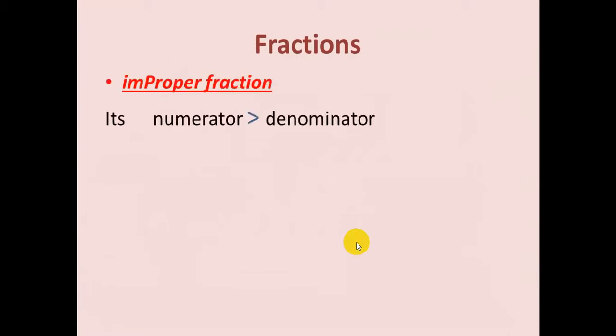Improper fraction. Its numerator is bigger than the denominator. The number on the top is bigger than the number on the bottom. It has a big head and small body, like 8 fifths or 9 sevenths or 15 eighths. It's funny to have a big head and small body. Okay, it is an improper fraction.